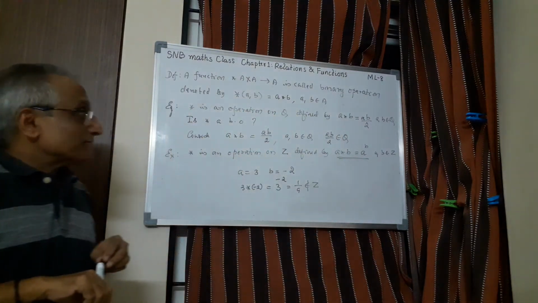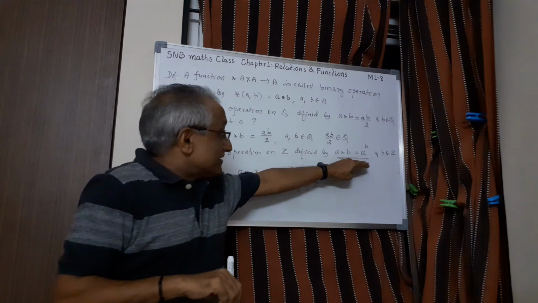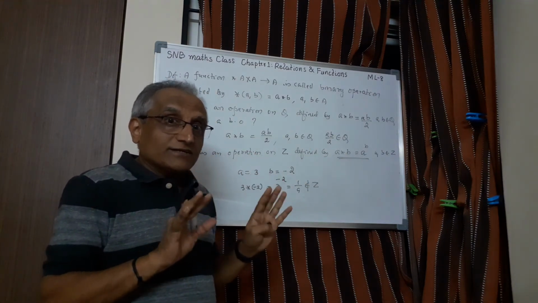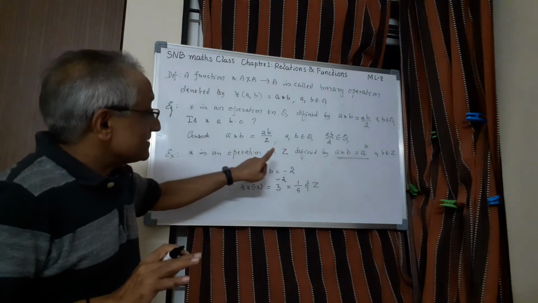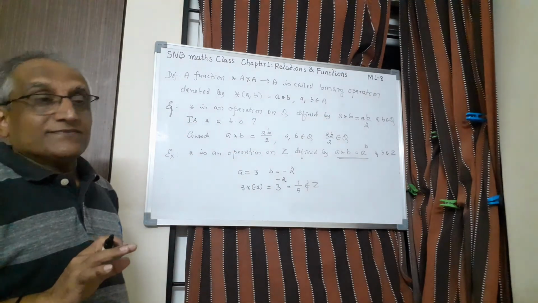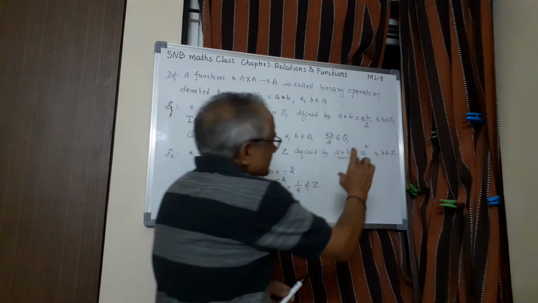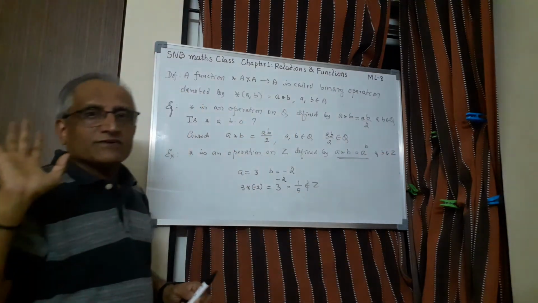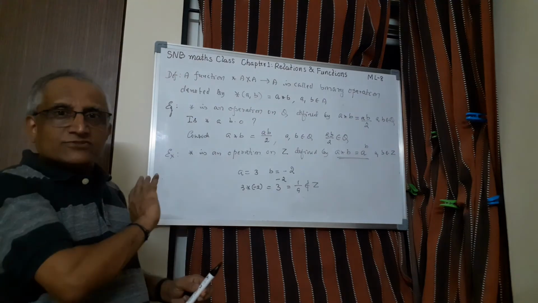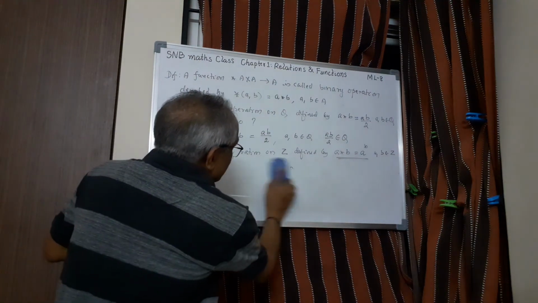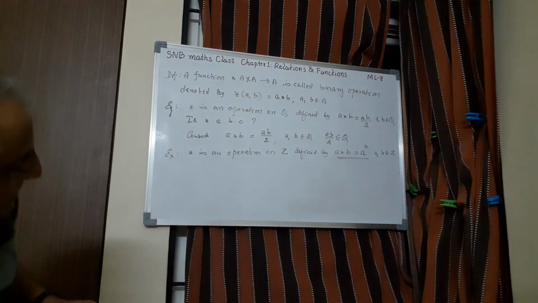Therefore please note, given any operation, you can't immediately say whether it is binary or not. First you have to ask what is the given set. Then you have to decide. Deciding is very simple. You have to just see whether this is in the same set or not. If it is there, it is binary. If it is not there, it is not binary. Now let me give one more example for the same definition of function.